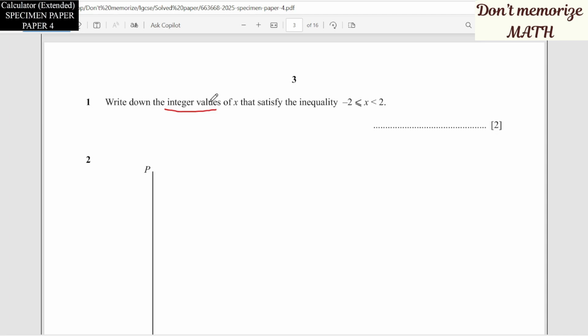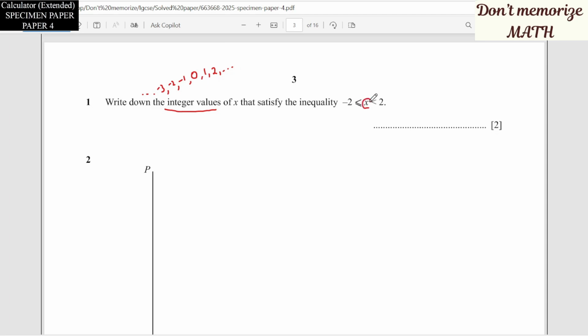So what do you mean by integers? So integers are the numbers 0, 1, 2, etc. And also you have minus 1, minus 2, minus 3, etc. Okay, so we need some of the integer values which satisfy this inequality.